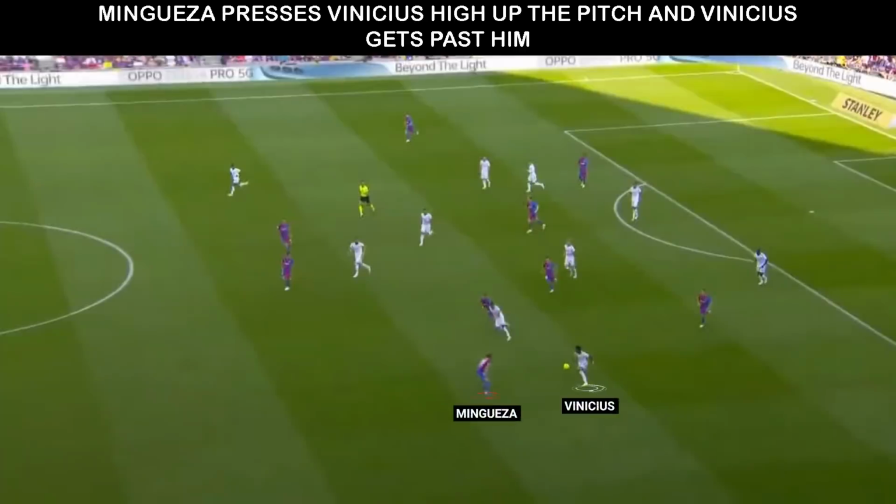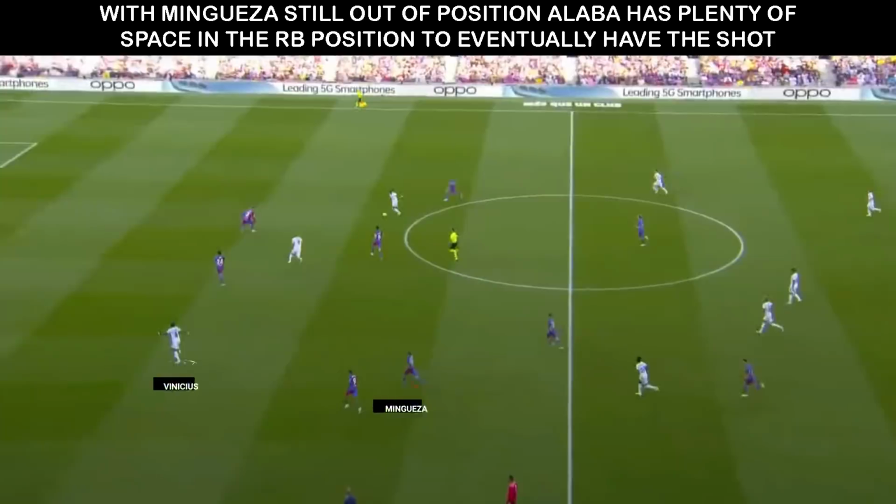The space behind Mengueza is exploited for the goal on the transition. Vinicius draws Mengueza high and gets past him before finding the pass. Mengueza doesn't have the recovery pace, so Alaba can attack the space, leading to an excellent goal.